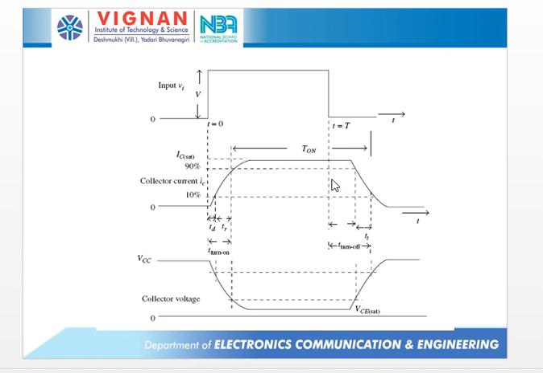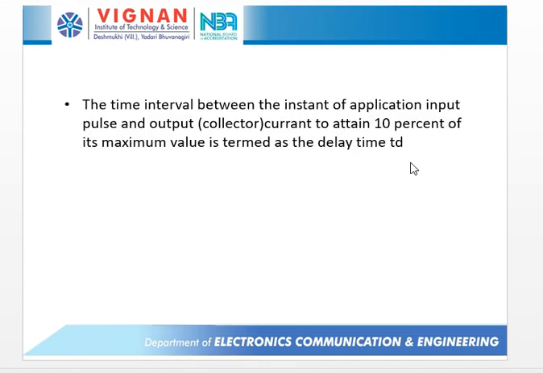The time required for the collector current to decrease from its maximum value to 90% of its value is known as storage time, and then the fall time follows. Fall time is defined as the time required for the collector current to fall from 90% of its maximum value to 10% of it. The sum of the storage time and fall time is known as turn off time. So these are the switching characteristics of a transistor.